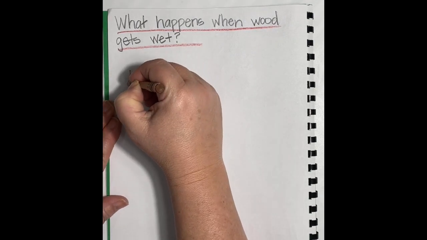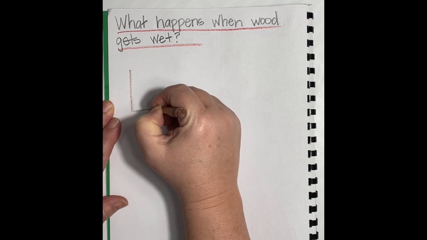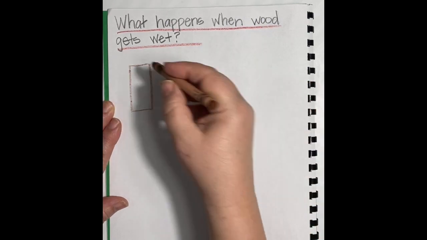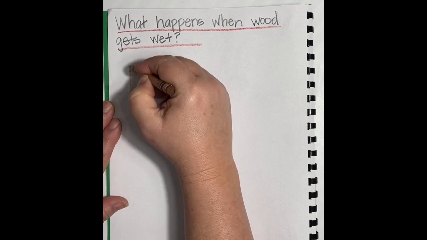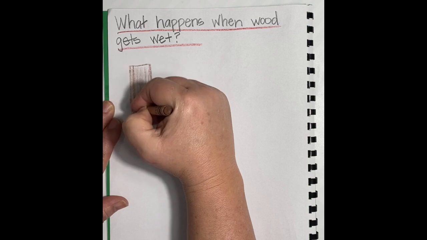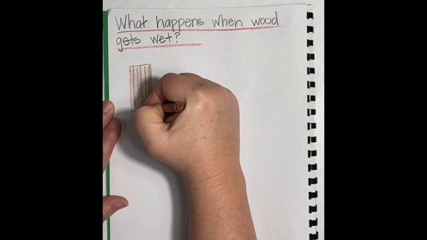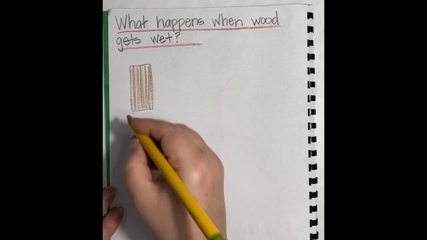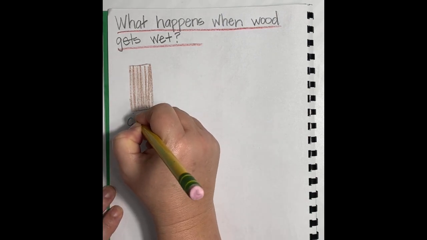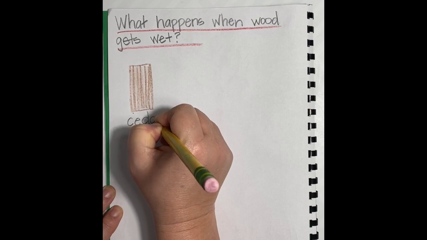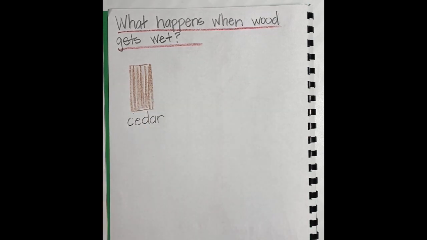First, let's draw our wood samples. The wood samples are rectangular prisms, which are a 3D shape or three-dimensional shape. Three-dimensional shapes have faces or surfaces. A rectangular prism has a rectangular face. This is what I think the cedar sample looks like.